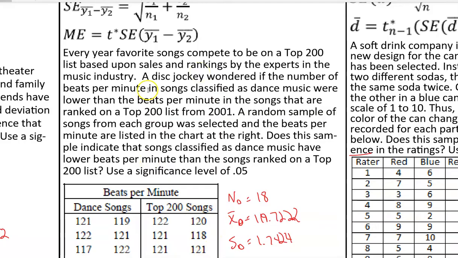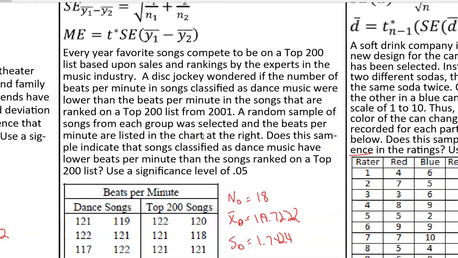These last two on here have very little consequences. Like this one right here, with the dance songs and the top 200 songs, beats per minute. We were trying to prove that dance songs have lower beats per minute. Well, a type 1 error would be that we proved that the dance has lower beats per minute, but it actually doesn't. Can't think of very many consequences there. I mean, who cares? Not many consequences involved in that.